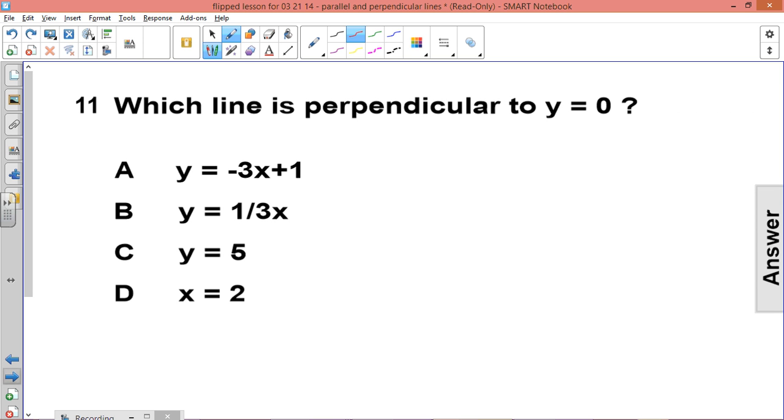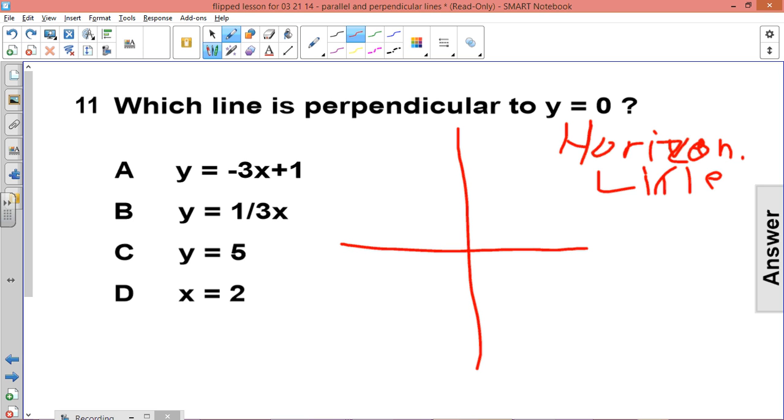Which line is perpendicular to y equals 0? Well, remember, y equals 0 is a horizontal line. What's perpendicular to horizontal? Well, vertical. If you have one line like this, a vertical line will meet it at a right angle. So I need a vertical line. All vertical lines have the equation x equals some number, so it's going to be D.